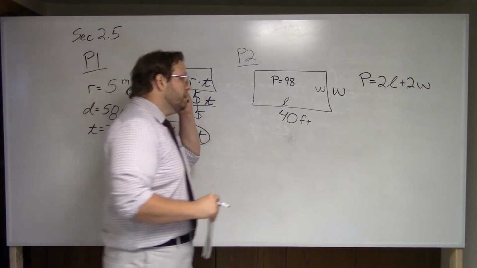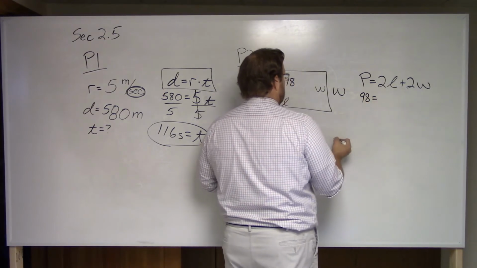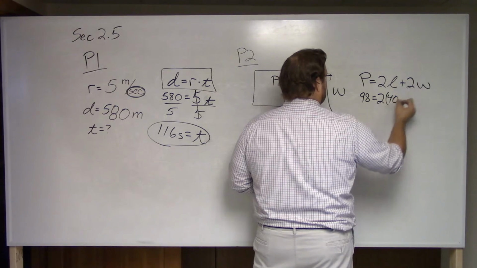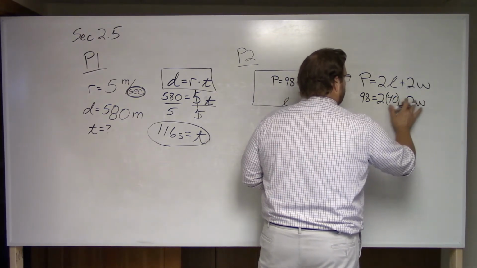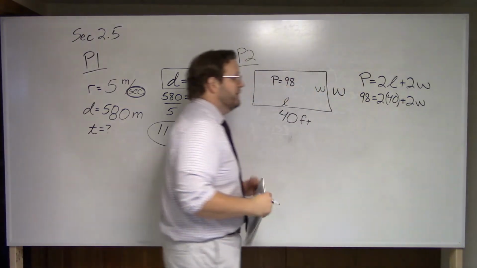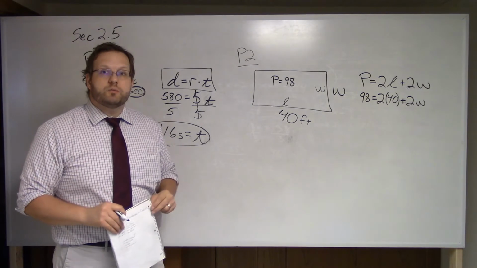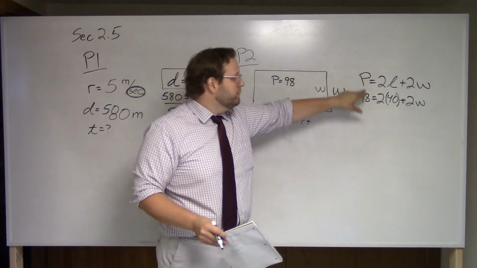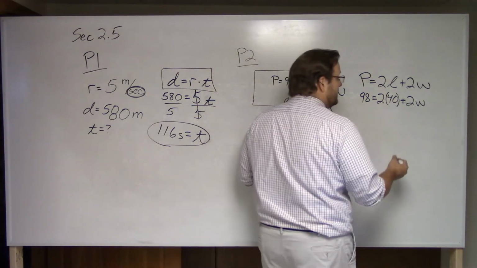Now let's fill in what we know. I know the perimeter is 98. I know the length is 40. And the width, I don't know. So we now have an equation we can solve. Up here, we have 3 unknowns, we can't do anything with that. But now we only have 1 unknown. So I'm going to go ahead and solve this.